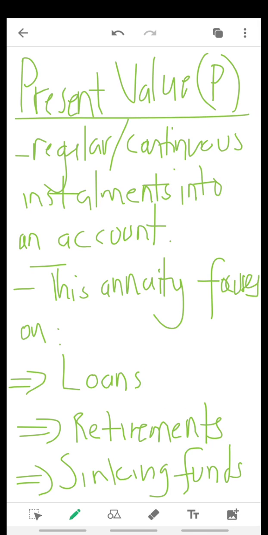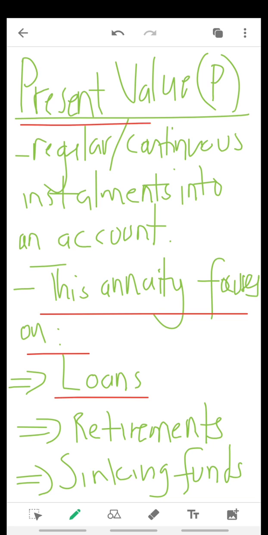Then on the other hand, we've got present value annuity. Present value annuity focuses on how much you're taking now, for example a loan, and you need to repay it with equal monthly installments. So there's a regular continuous installment payment into an account. Also, this annuity focuses on loan, present value, retirement, present value, sinking fund.